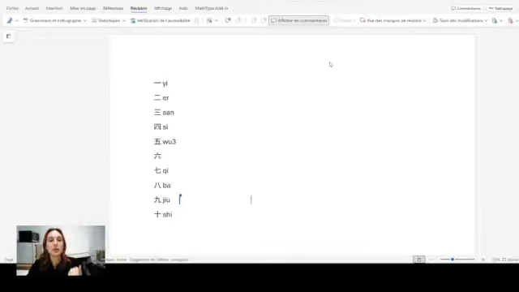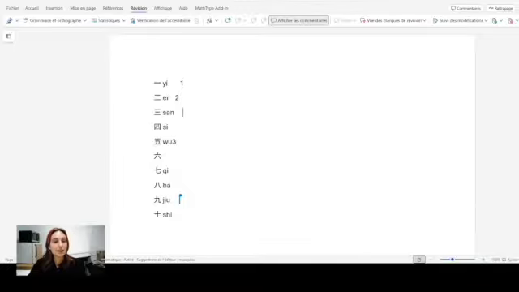Let's start with numbers 1 through 10. So we have yī, which is 1. You've guessed it. The character for 1 is literally one straight horizontal line. So yī, first tone. Then we have èr. Èr is 2, and it's 2 horizontal lines, one slightly shorter than the other.